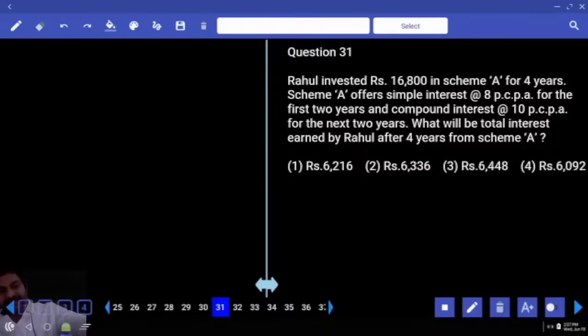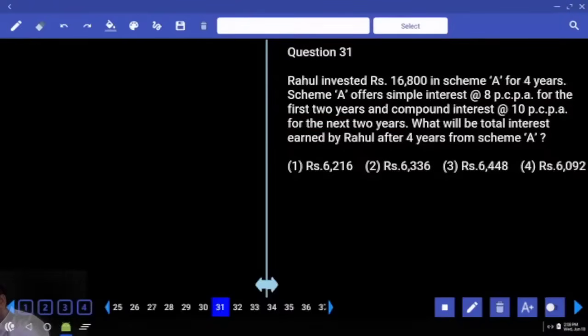Rahul invested 16,800 in Scheme A for 4 years. Scheme A offers simple interest at 8% per annum for the first 2 years and compound interest at the rate of 10% per annum for the next 2 years. What will be the total interest earned by Rahul after 4 years from this scheme?